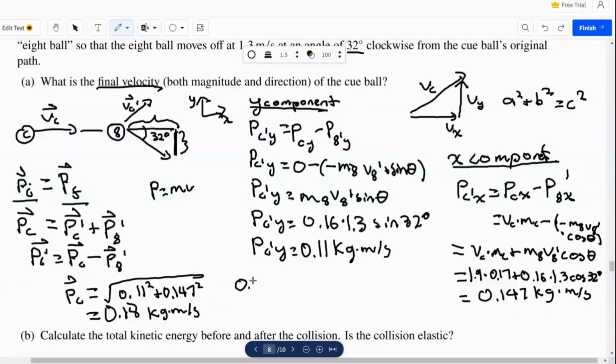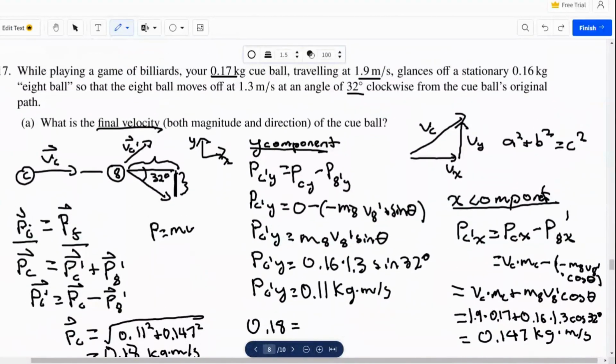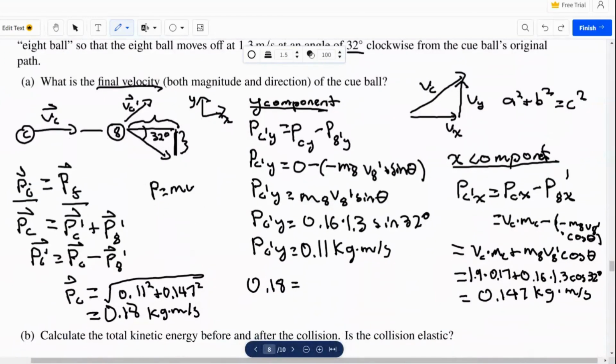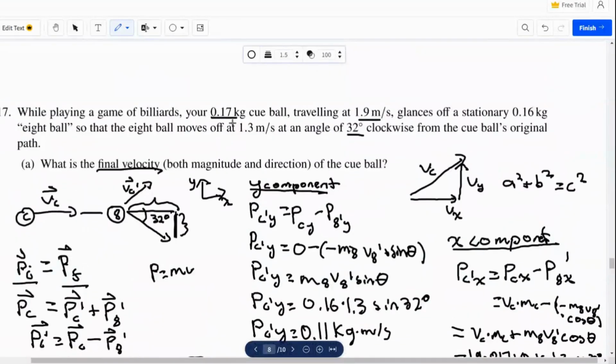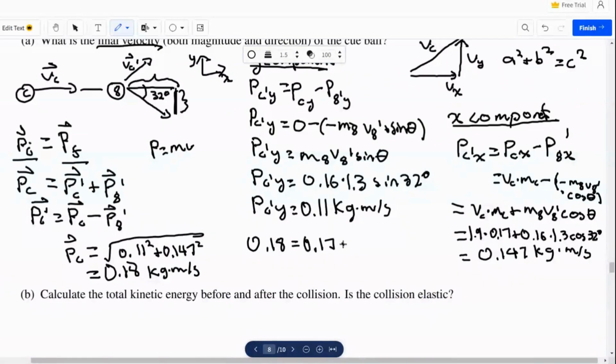And now 0.18 equals mass times velocity. We know the mass. The mass is 0.17 times velocity. So V would be equal to 0.18 divided by 0.17, and you'll get around 1.1 meters per second.